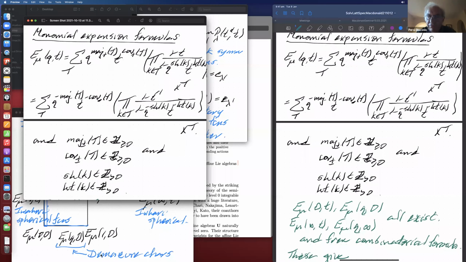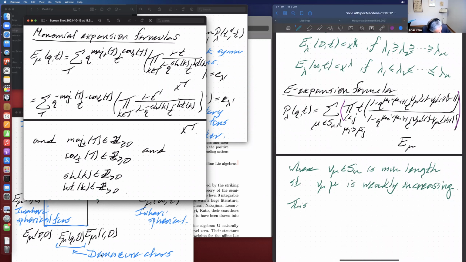But the consequence is that this gives me something quite important, and that is that if I take P lambda at q, 0, so 0 means that I'm putting t equal to 0. And when you look at this formula, there's a t here. So that immediately tells you that this is equal to E w naught lambda at q, 0.